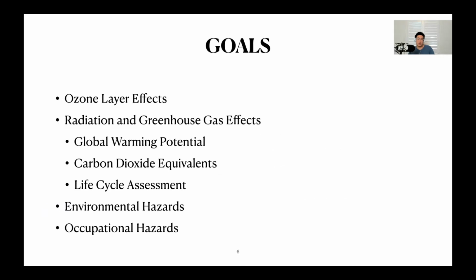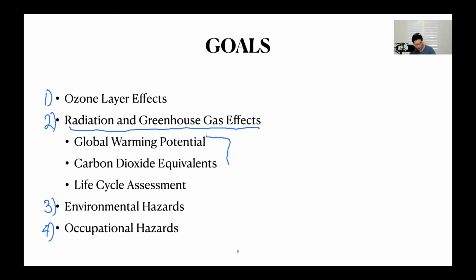Now, the goals for today is we need to understand what the environmental impacts are, and those can be broadly divided into 4 key concepts. So the ozone layer effect, the radiation and greenhouse gas effects, the environmental hazards, and occupational hazards. The really big one is going to be radiation and greenhouse gas effects, which can be further subdivided into global warming potential and carbon dioxide equivalents, as well as the life cycle assessment.